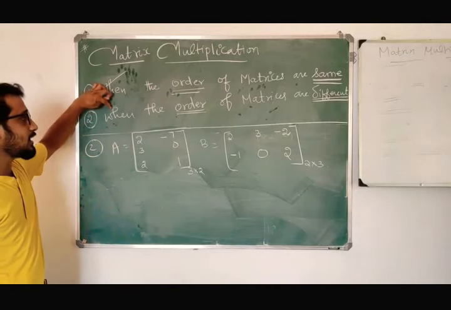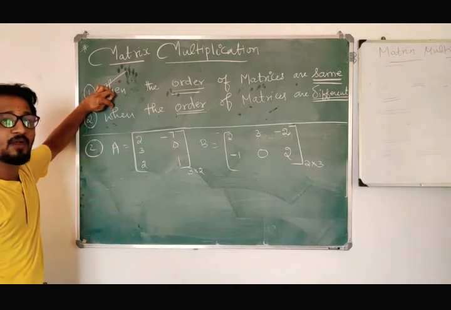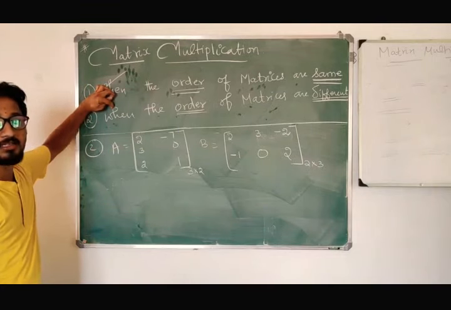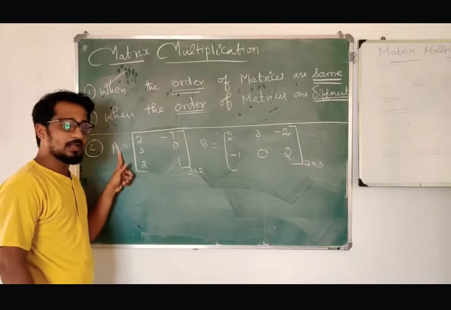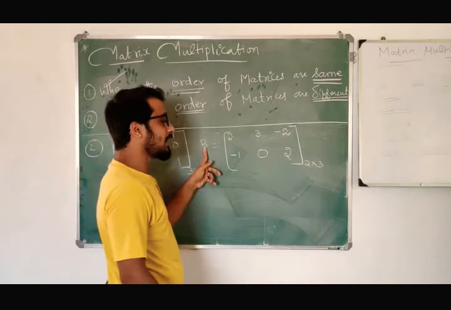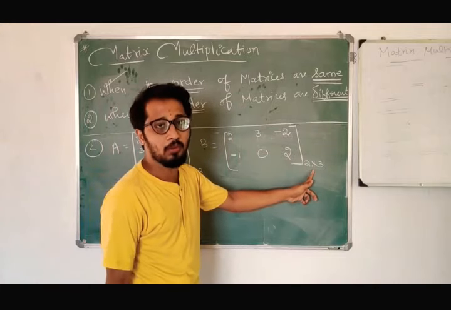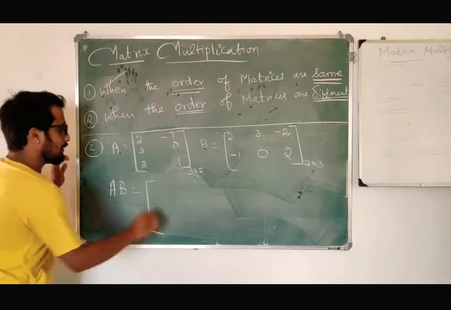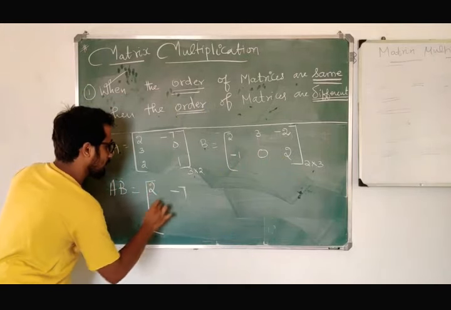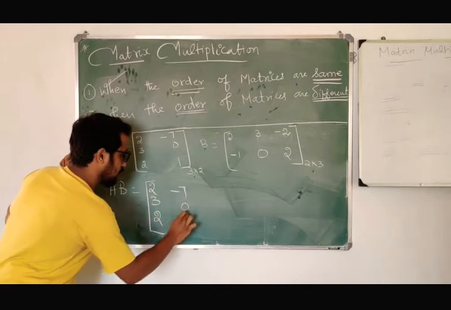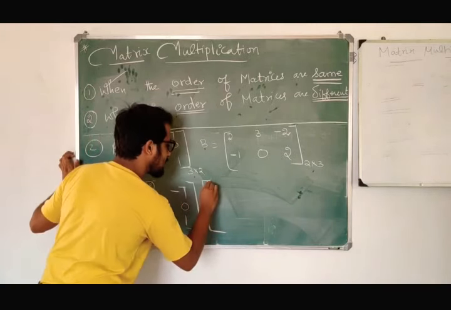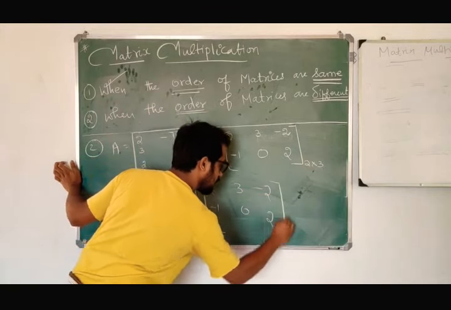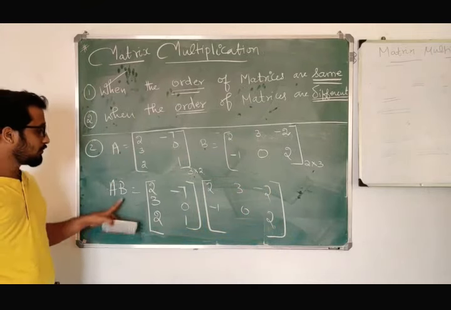Now we are going to see when the orders of the matrices are different, how to multiply the given two matrices. For that, let us consider a matrix of order 3 by 2 and another matrix of order 2 by 3. How are we going to multiply? Listen. AB, and B matrix is [2, 3, -2; -1, 0, 2]. These two matrices.